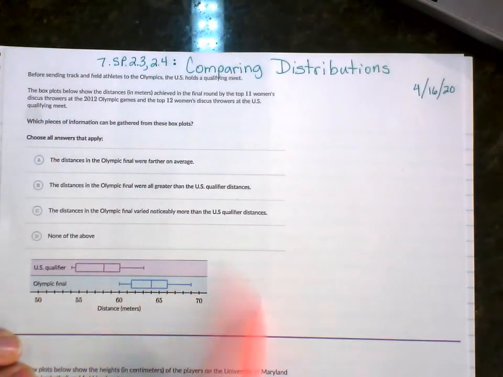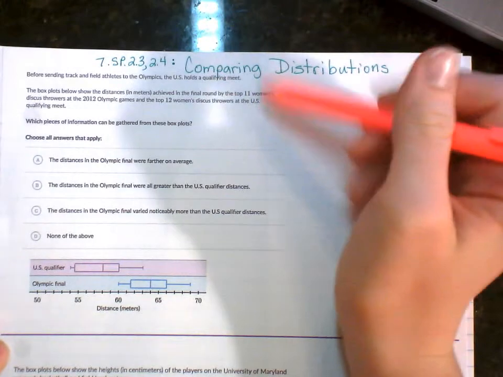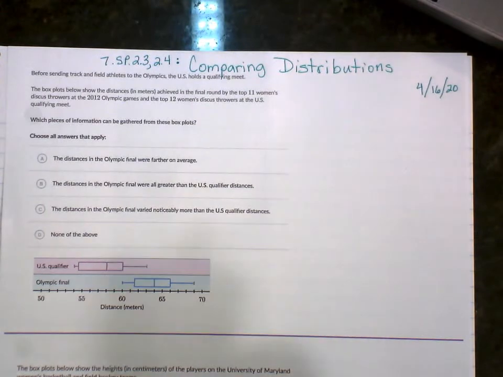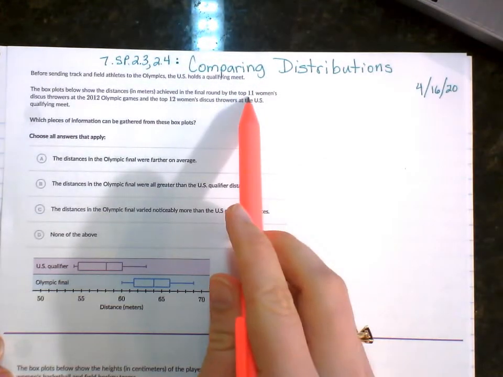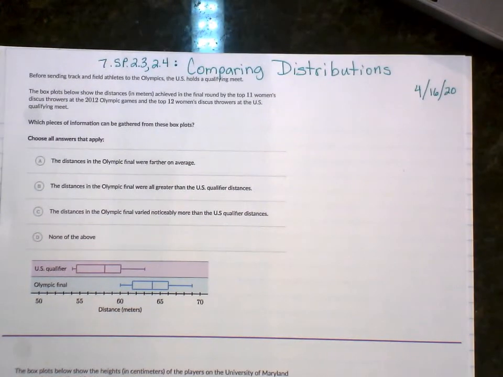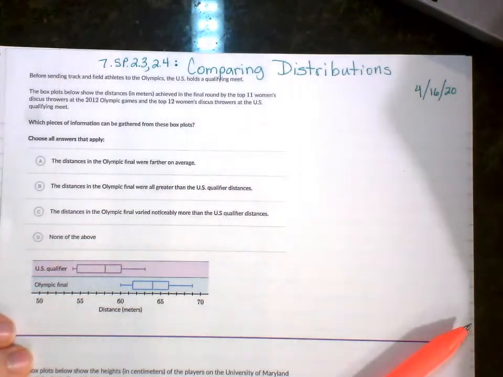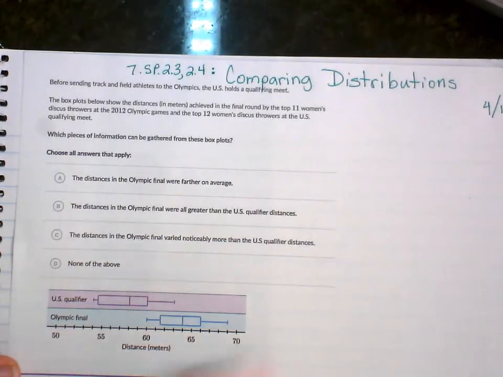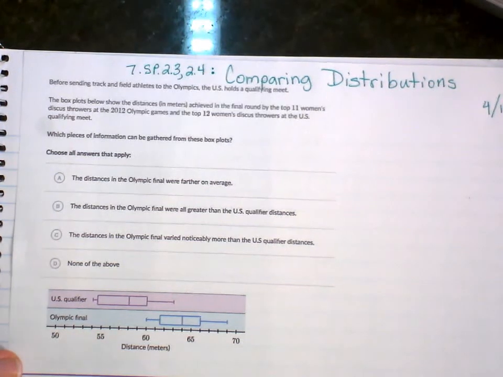We have a box plot that shows the distances in meters achieved in the final round by the top 11 women's discus throwers at the 2012 Olympic Games, and the top 12 women's discus throwers at the U.S. qualifying meet. This background is cool, but all the important information is given in the box plot. So we have our U.S. qualifiers and the Olympic finals, each with a box plot.